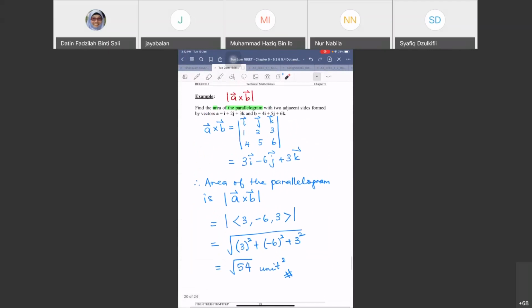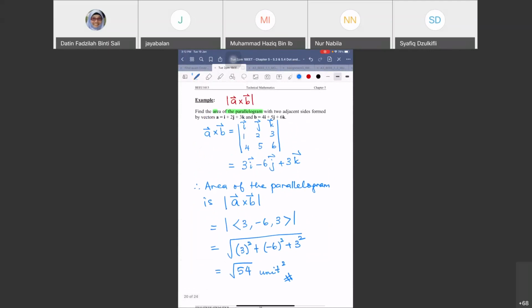That's the correct answer. That means just now I looked at V cross U, not U cross V, isn't it? But the answer for the area is still the same. So this one is supposed to be minus, plus, and then minus. This is minus, and then this is plus. But the answer for this one is still the same. Thank you, Jaya.